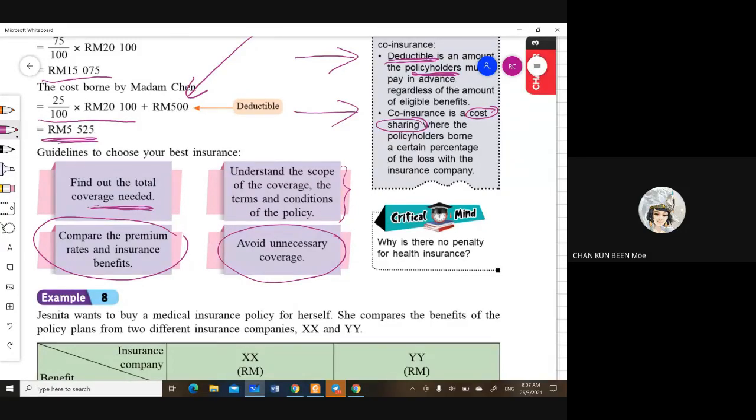For example, if you buy motor insurance, you don't need to cover your mirror being broken and so on. You don't need those coverages. You just need to cover the damage of your car. That is one of it lah.